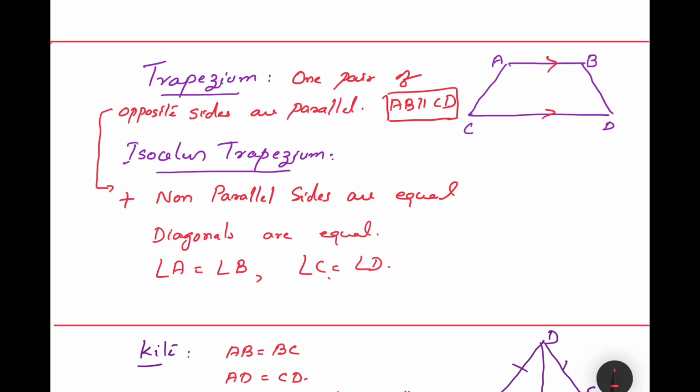That means angle A plus angle C equal to 180, co-interior angles are supplementary. Angle B plus angle D equal to 180.